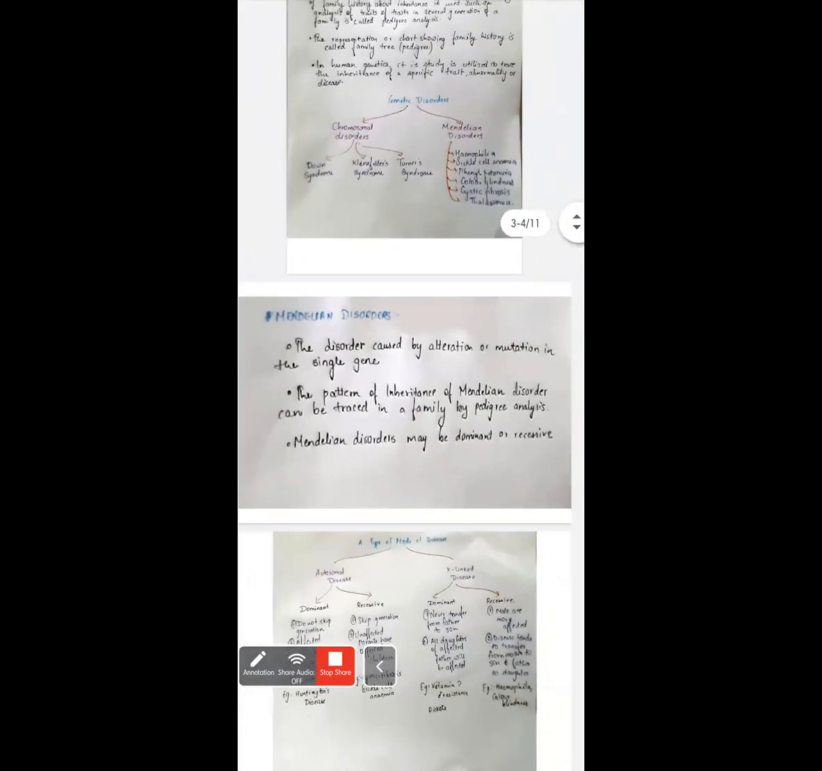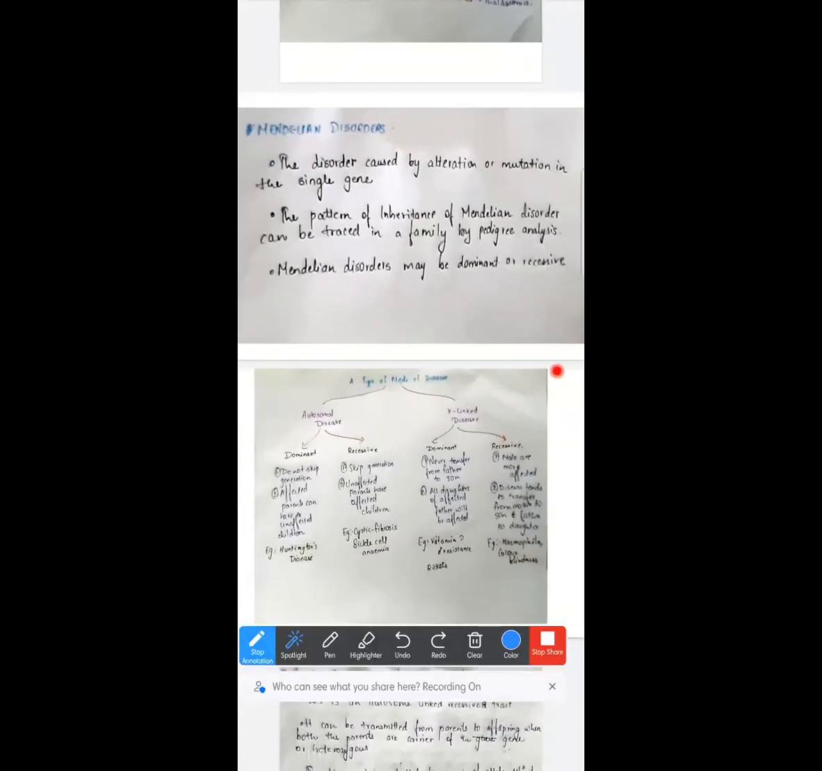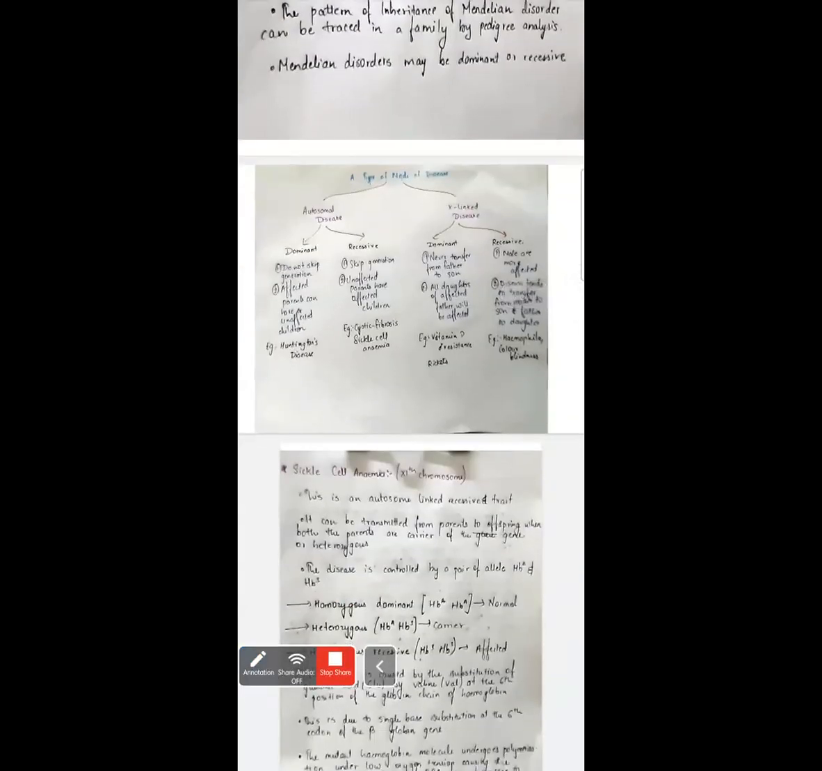So now, what are Mendelian diseases? The disorder caused by alteration or mutation in a single gene. The pattern of inheritance of a Mendelian disorder can be traced in a family tree by pedigree analysis. Mendelian disorders may be dominant or recessive.